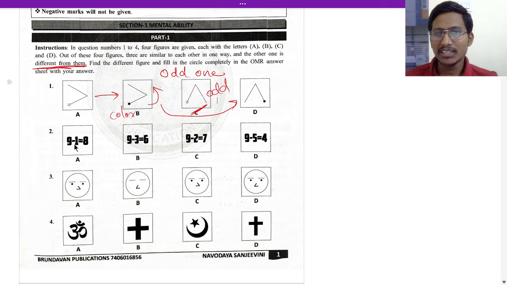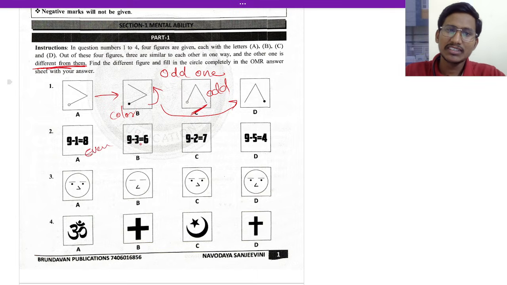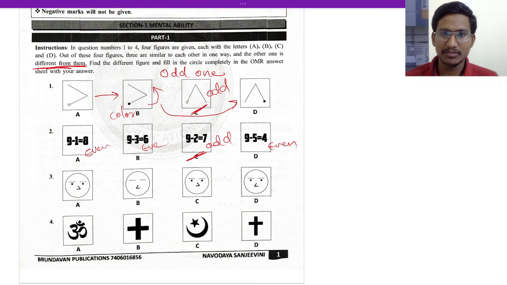Now 9 minus 1 is 8, 9 minus 3 is 6, 9 minus 2 is 7, 9 minus 5 is 4 here. So which will be the odd one? So this is an even number, right? This is even, this is even, this is odd, and this is even. So what is the answer? Option C will be the answer for the second.